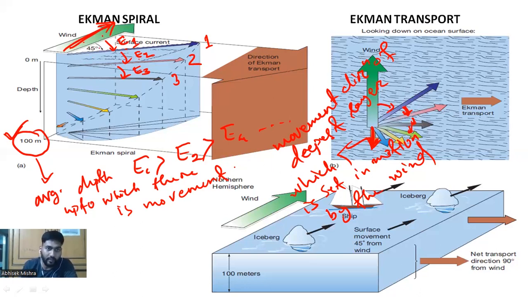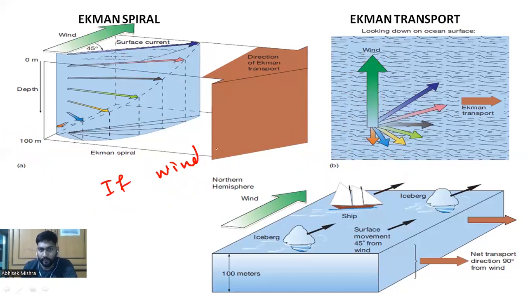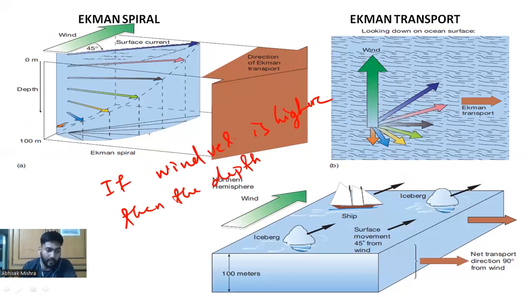It can vary with respect to the frictional energy given by wind, which means the higher the velocity of wind, the higher the depth up to which there is motion can be. If the wind velocity is high, then the depth can increase. Depth means the depth up to which movement is seen, movement is noticed, is higher.